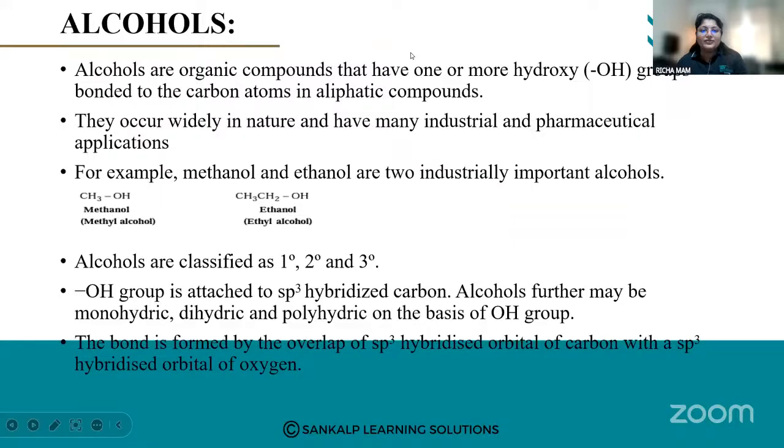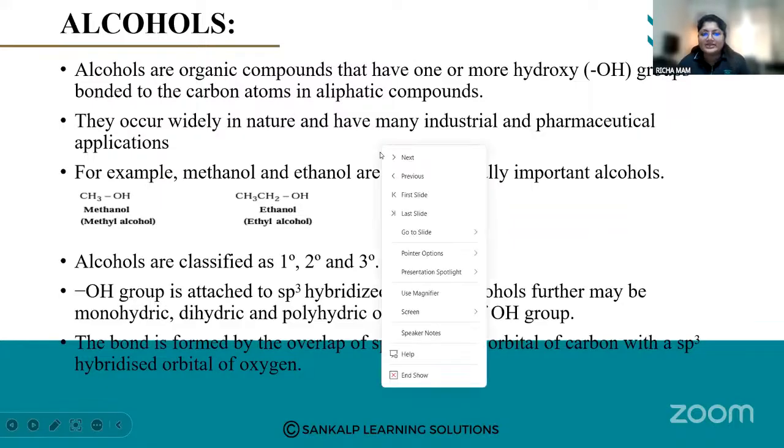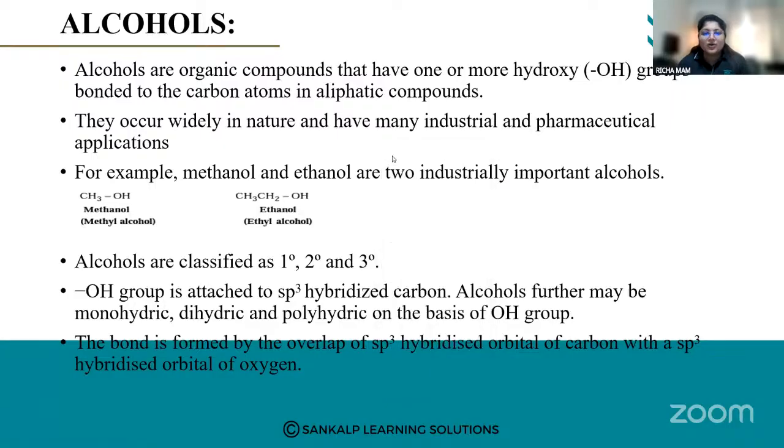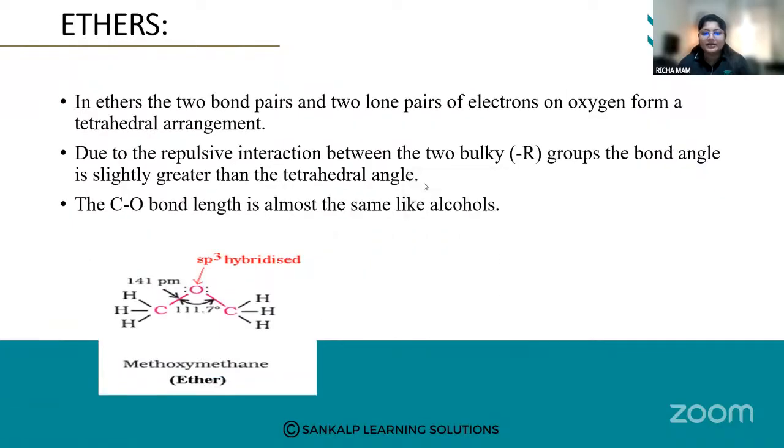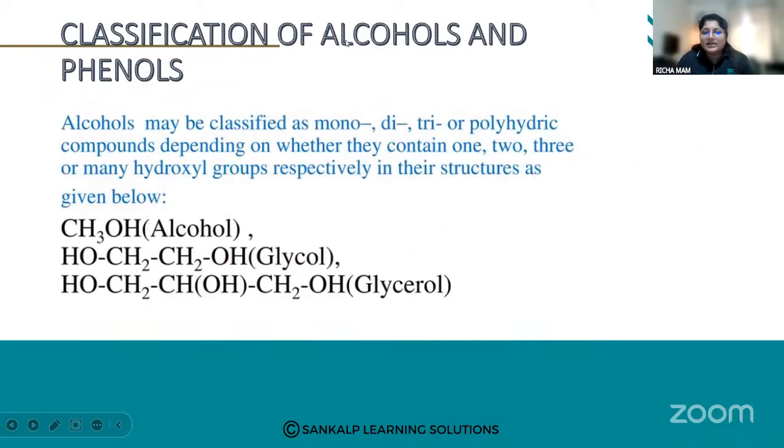So moving forward, let us see the classification of alcohols and phenols. Based on the number of OH groups, the alcohols are classified as mono, di, tri, poly, depending on how many OH groups are present.